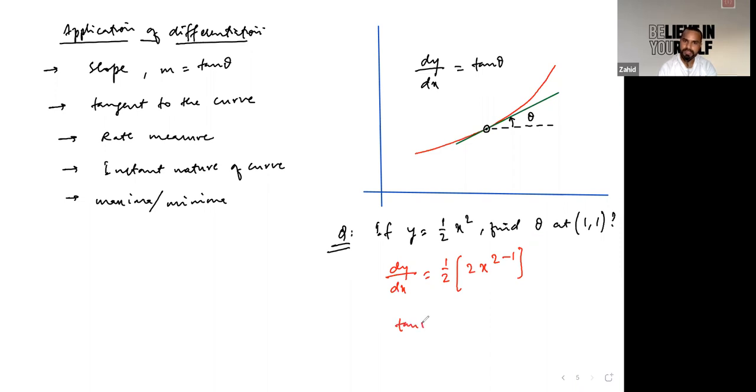So put it: tan theta is equal to 2, and the 2s would cancel out, so you will get x only. Now here we have only x, which has the value 1. So put it, and it will be 1. Now equate to tan theta: tan theta is equal to 1. So theta would be equal to 45. Like this, you will find theta to any particular curve at a given instant or coordinate, according to the formula or according to the problem. Is it clear to everyone?